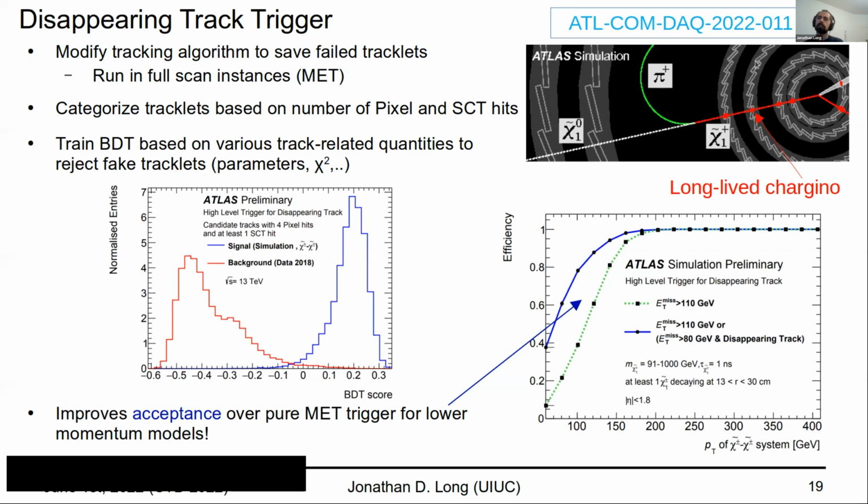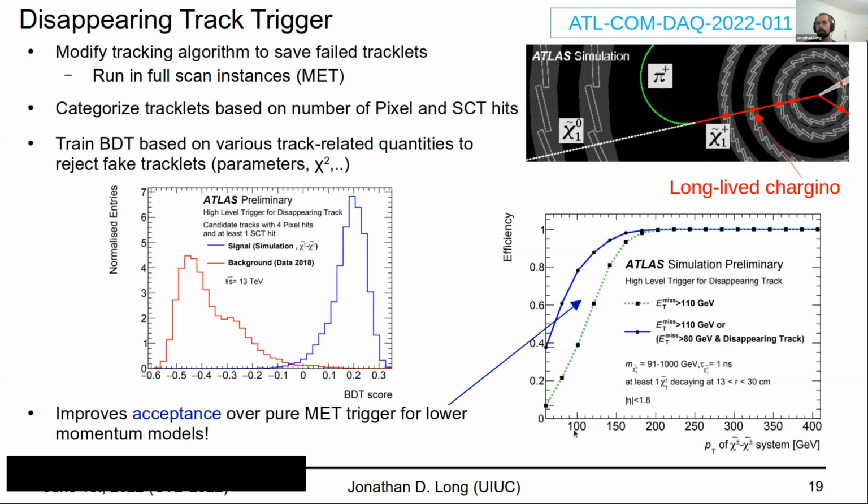These can be categorized based on the number of hits in, say, the pixel or SCT detectors. And a BDT was trained based on the various track quantities in order to try to reject background from combinatorics and other things compared to signal. So this plot showing you the BDT score here is comparing a signal from Monte Carlo versus background, which is just data from 2018. And you can see that there's a pretty good separation between the two. And by using this, it allows us to lower the missing momentum threshold in the trigger that we're using compared to what we could do otherwise.